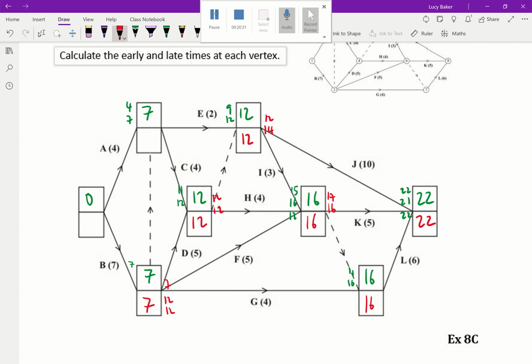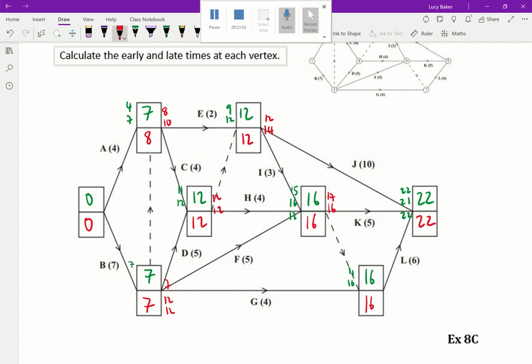Let's finish it then. Looking at this event 12, if I subtract 4 from 12, I'm going to get 8. So that's one way of getting there. Or I could go from the time of 12 over here back to give me 10. And I think those are the only 2 ways I can get there, so of course it's going to be the 8. And then finally, early and late times for the source are always both 0.